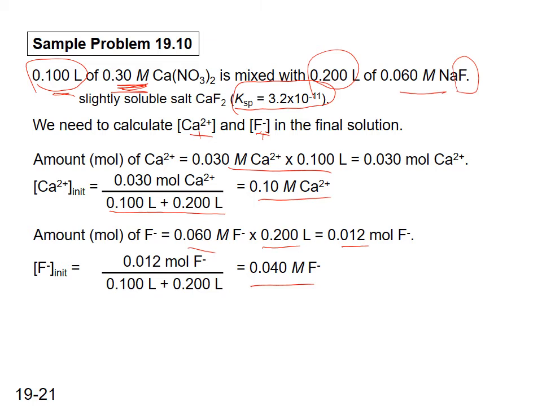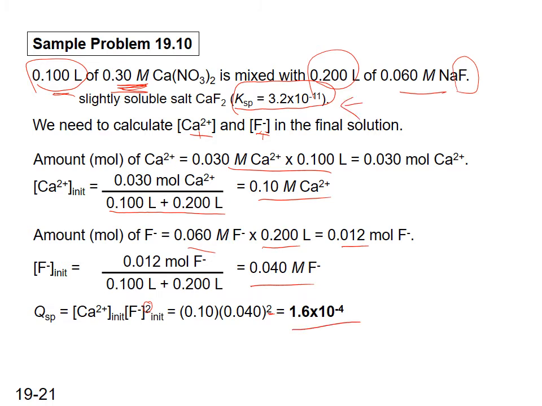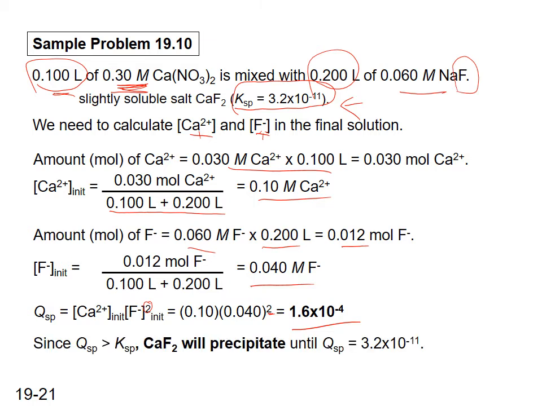So now we can calculate the Qsp in the solution, and the Qsp is calcium times fluoride squared. Don't forget the square here. So that's the Qsp. Compared to Ksp, you can see Q is greater than K. So that means there are too many ions compared to a saturated solution, and therefore a precipitate will form.